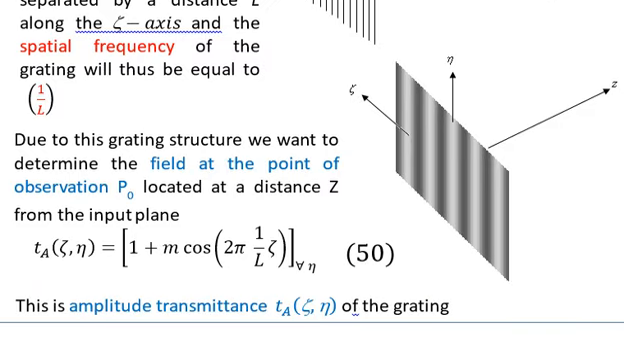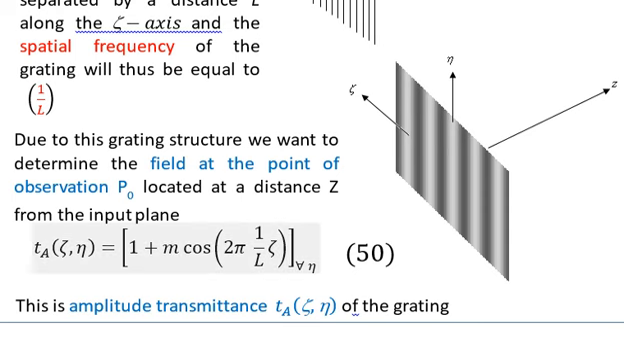So this is the sinusoidal grating, and you can look at the profile of the sinusoidal grating along the zeta axis, and the lines are running along the eta axis. Due to this grating structure, we want to determine the field at the point of observation P naught located at a distance capital Z from the input plane.